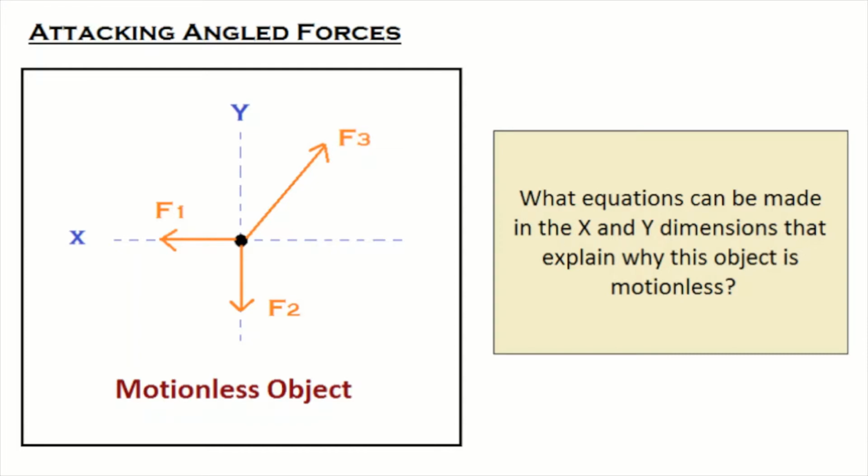The dot in the middle represents the object. And just know that this object is known to be motionless. So the goal here is to come up with usable equations in the X and Y axes, trying to explain why this object is motionless. I'm going to run you through a couple wrong ideas first.